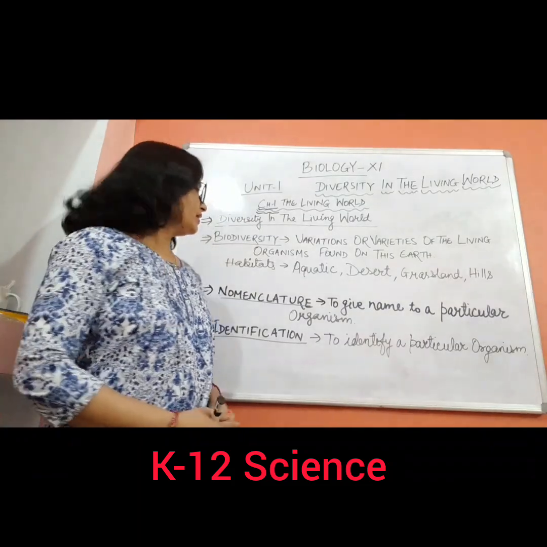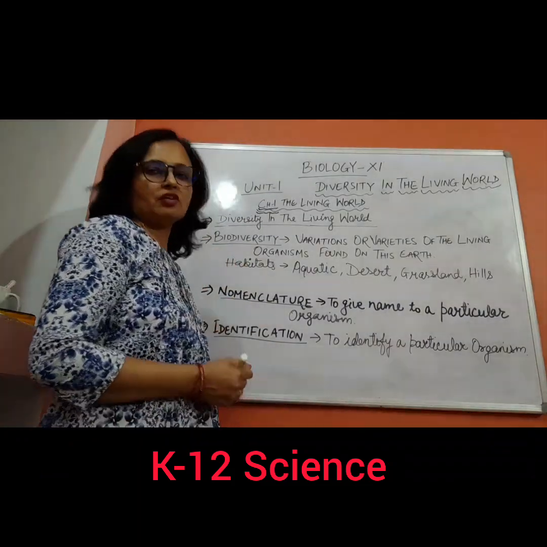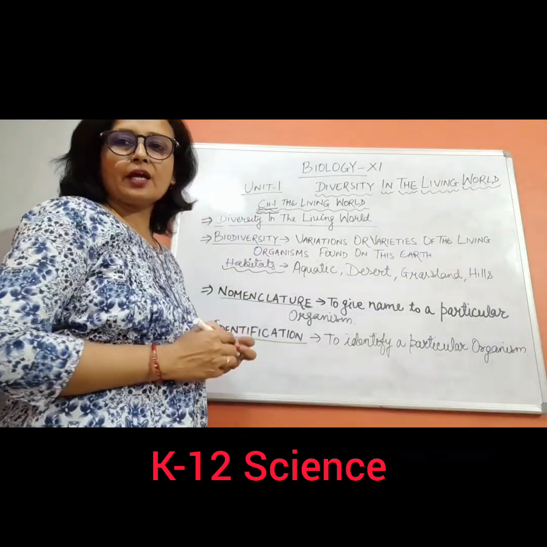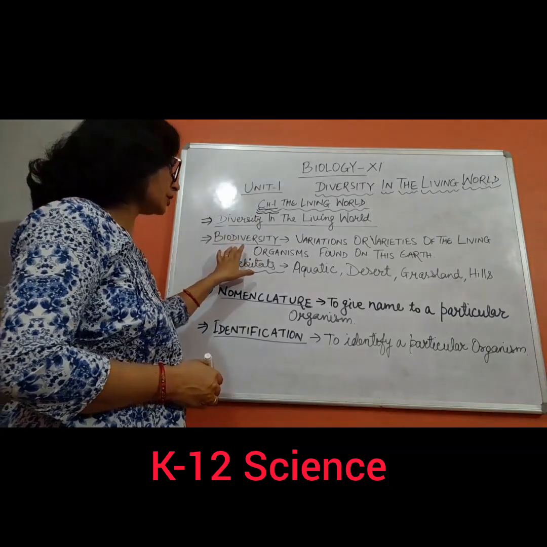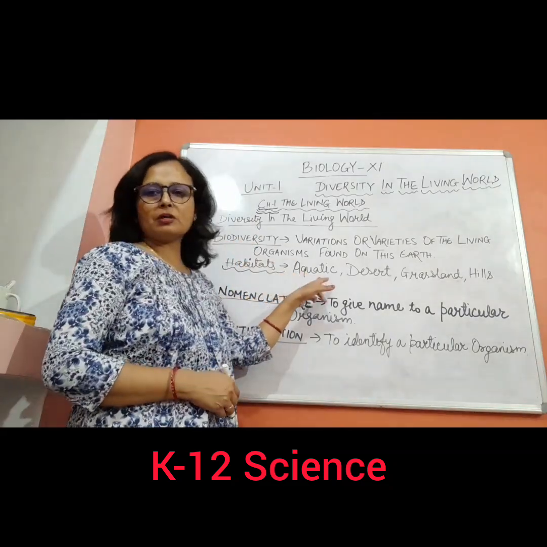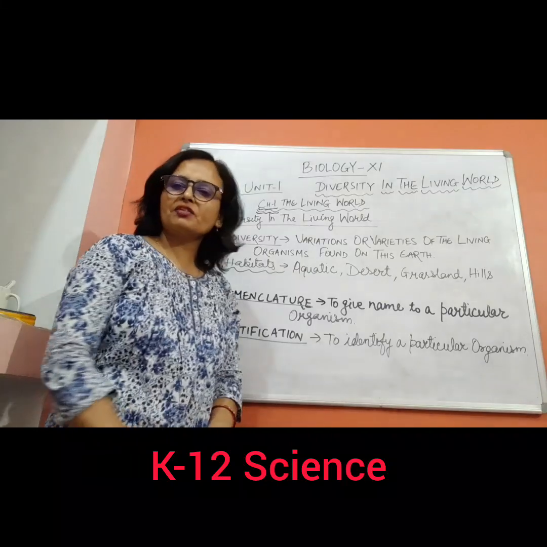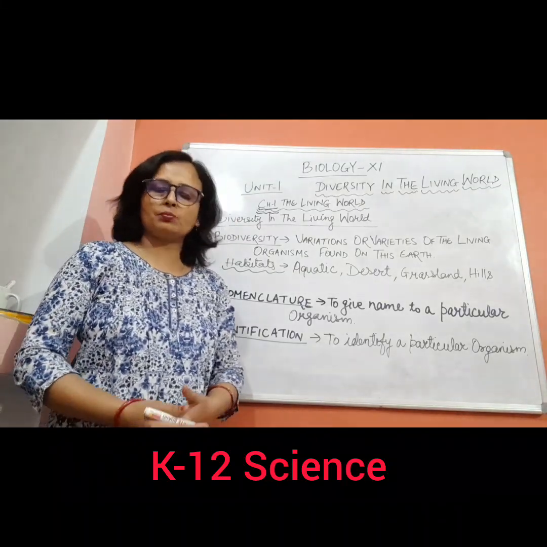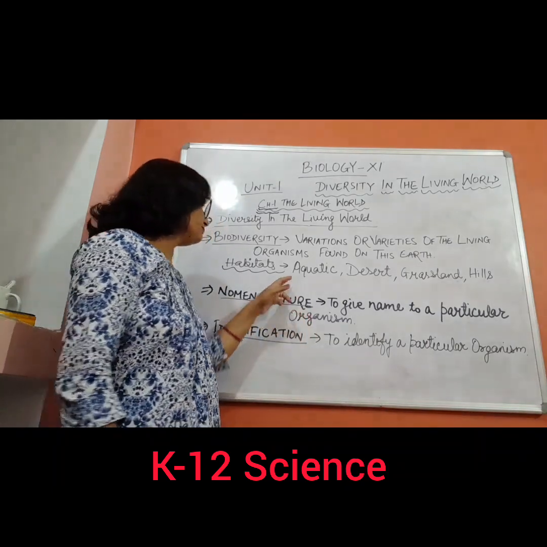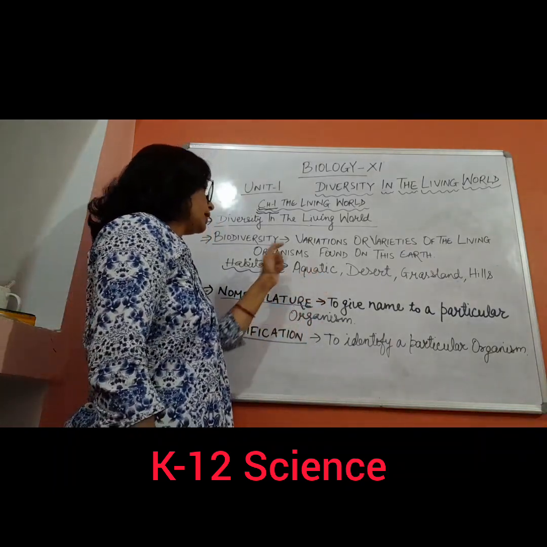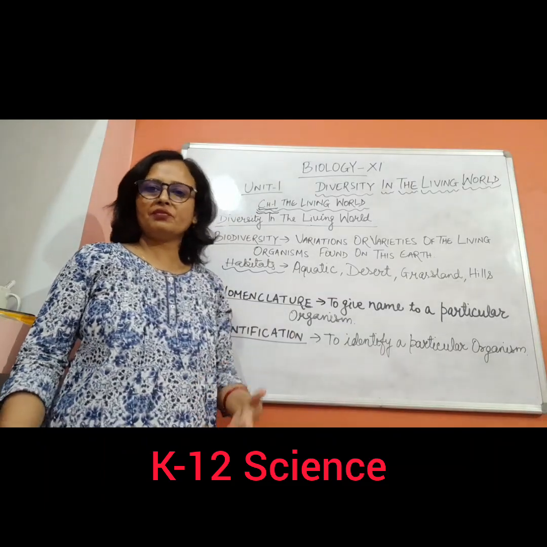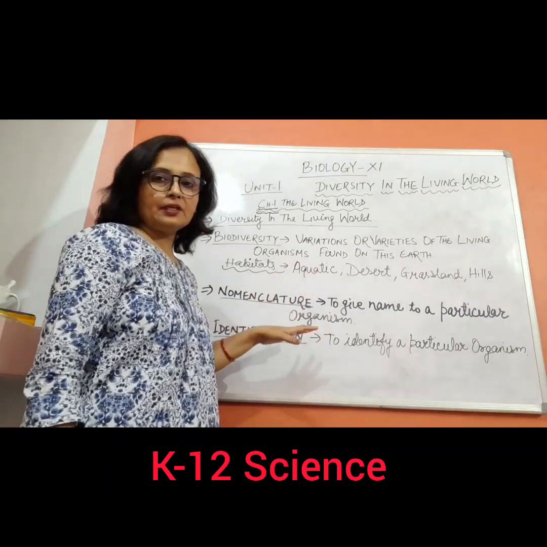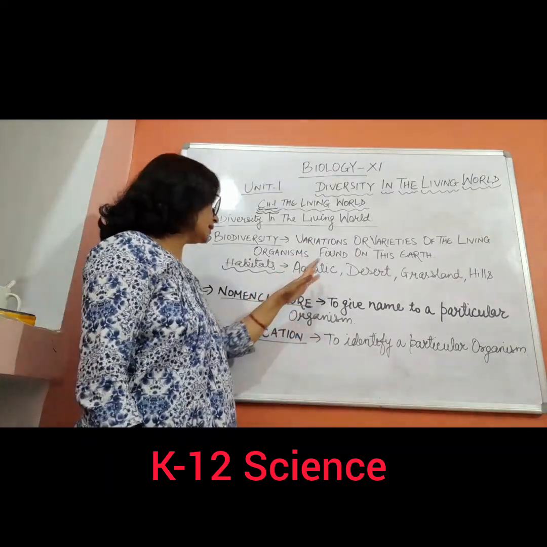So we studied different kinds of habitats, and according to the habitats, different kinds of organisms are found, and that shows biodiversity, diversity in the living. If we talk about the aquatic habitat, lots of animals and plants are found: phytoplanktons, zooplanktons, and different aquatic animals like fish, whale, dolphin, crocodile, alligator, etc.